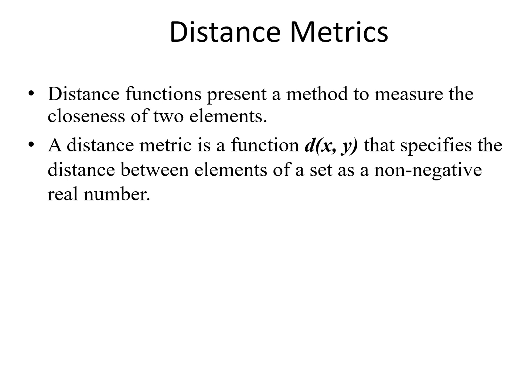A distance metric is a function d(x, y) that specifies the distance between two elements of a set as a non-negative real number. So two elements are equal under a particular metric if the distance between them is 0.